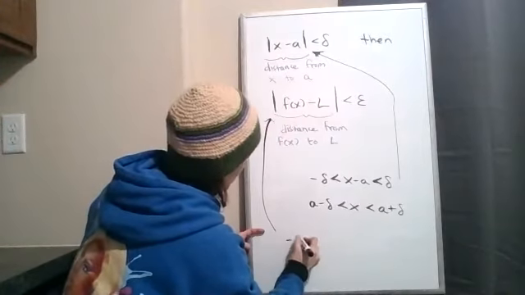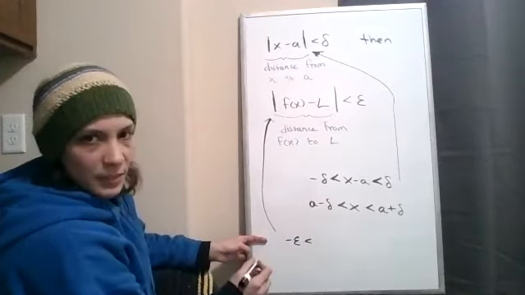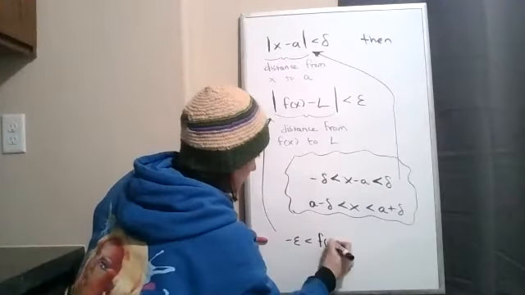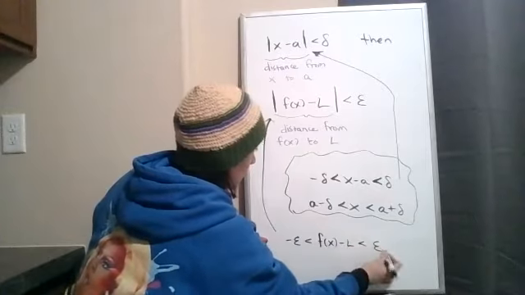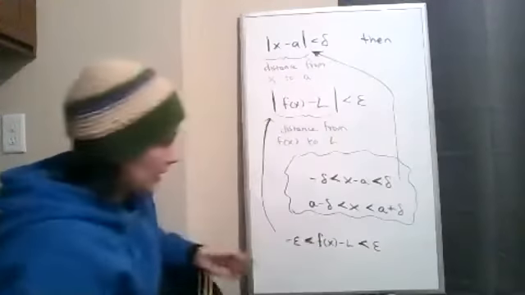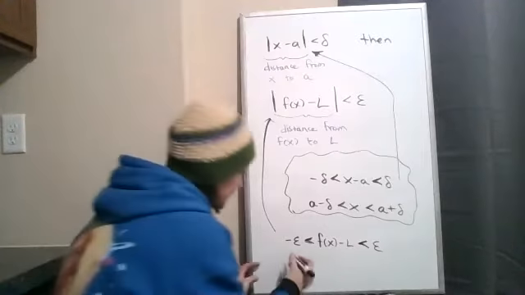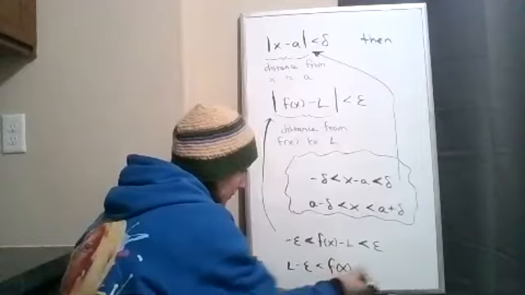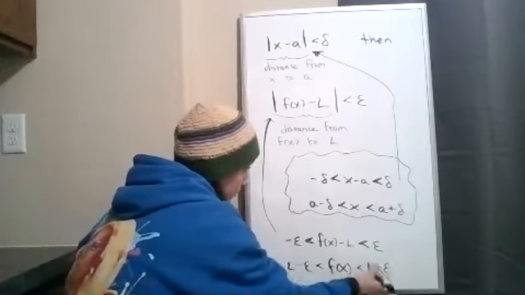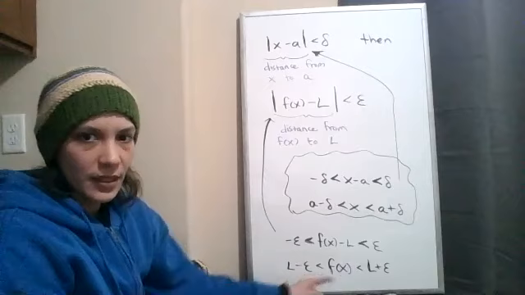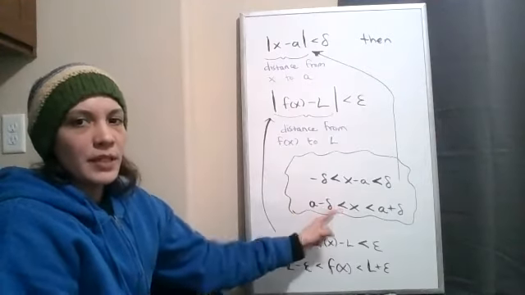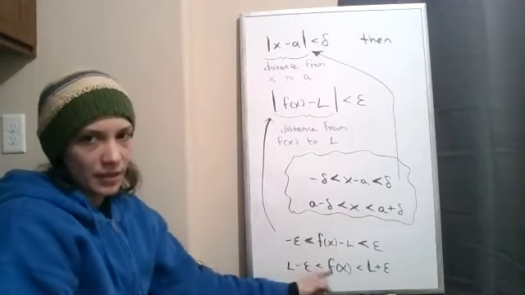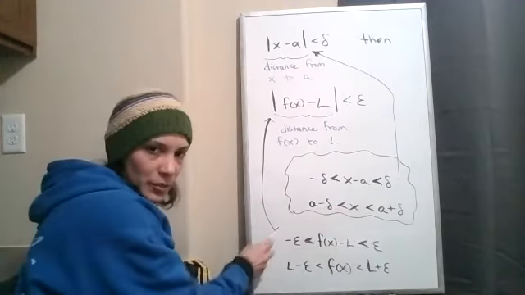We want negative epsilon less than f of x minus L less than epsilon. And add L to both sides. So we'll also have this going on. When x is between a minus delta and a plus delta, f of x will be between L minus epsilon and L plus epsilon. A picture will help. We're going to draw a picture.